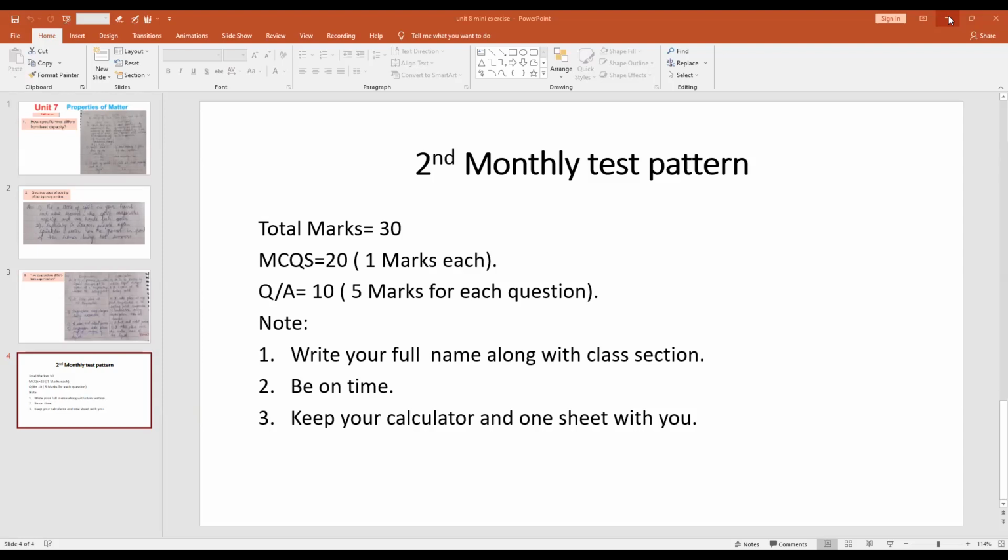Then if you see table 8.2, different melting points, boiling points, and latent heats of fusion are given to you. You do not need to memorize them, but you just have to go through them, right? For your better understanding.